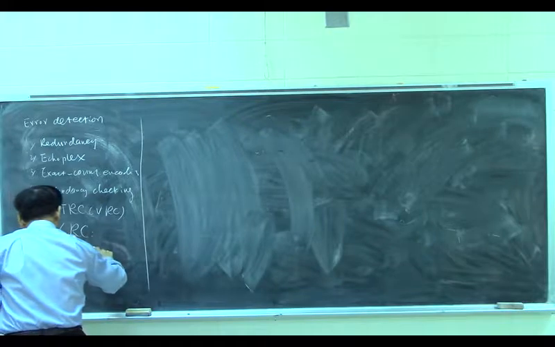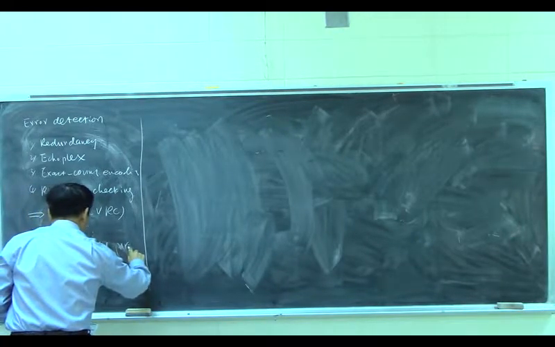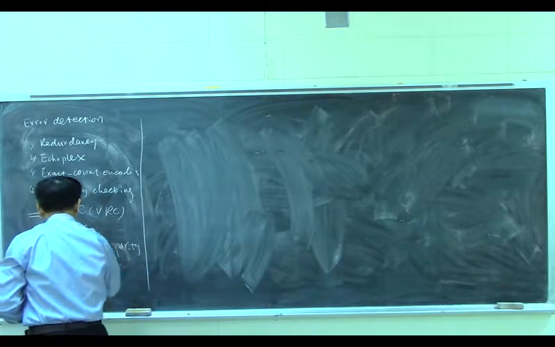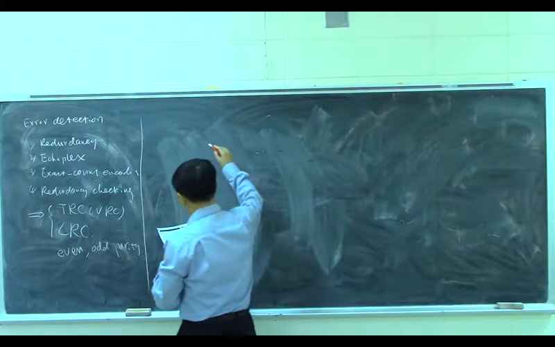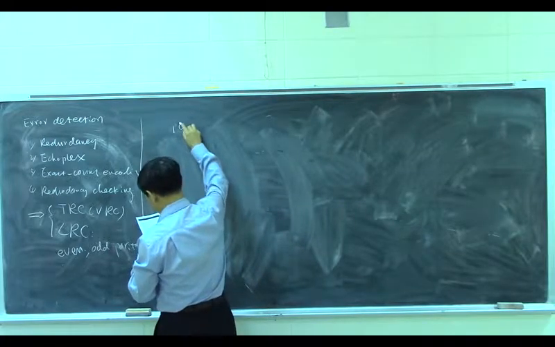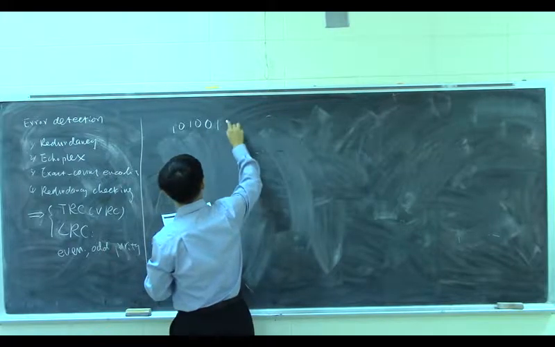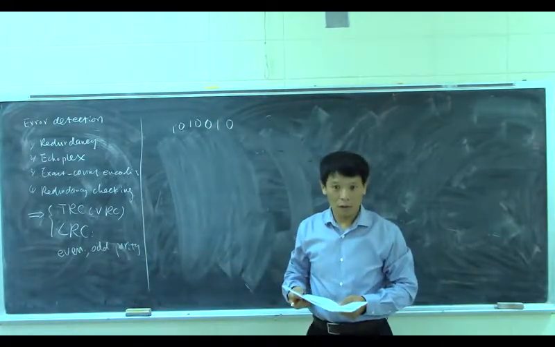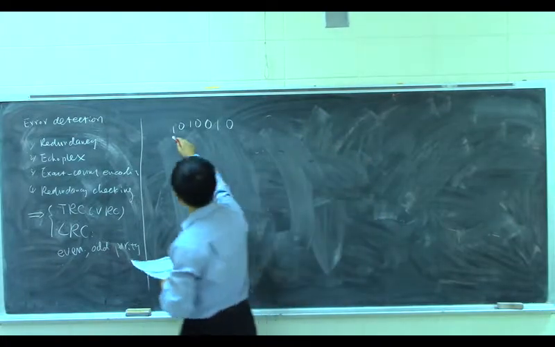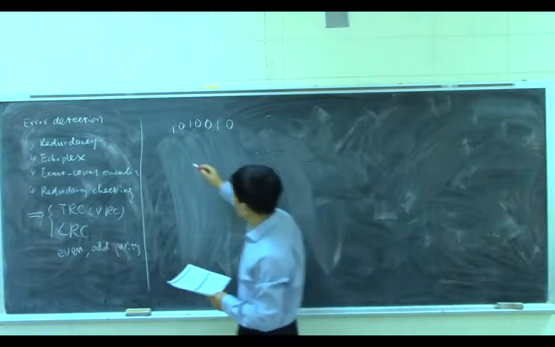Basically, we have even and odd parity. Suppose the number is 1, 0, 1, 0, 0, 1, 0. So that is the first byte we want to transmit. And we want to use an even parity.